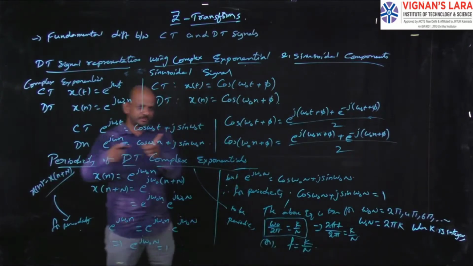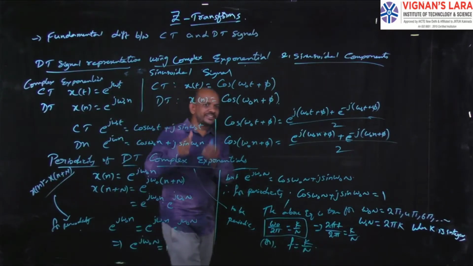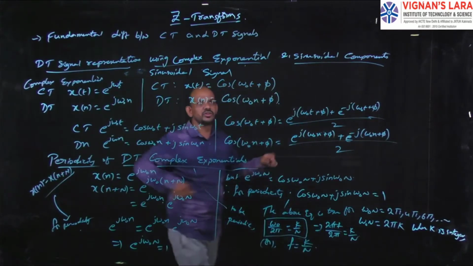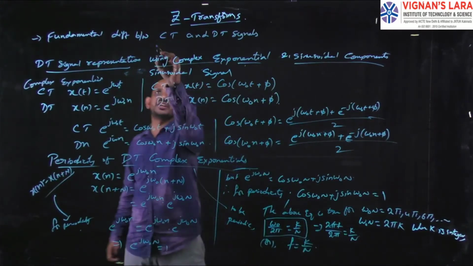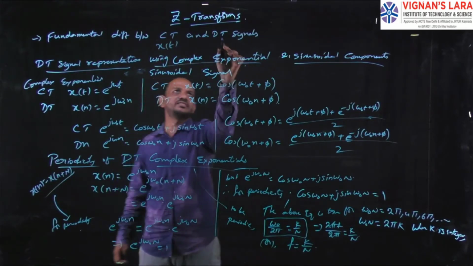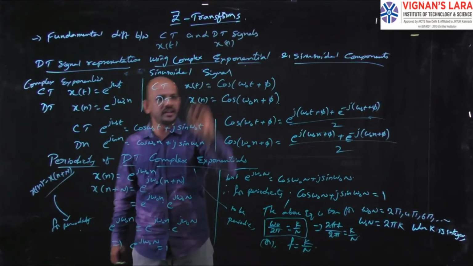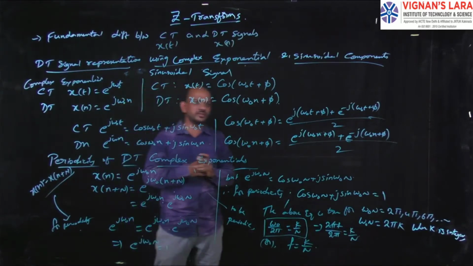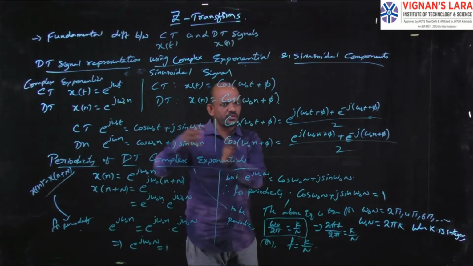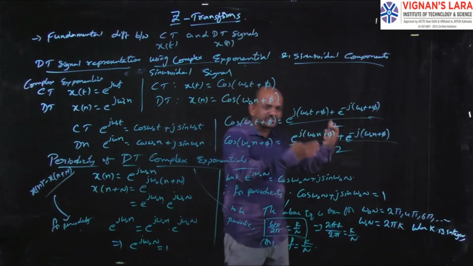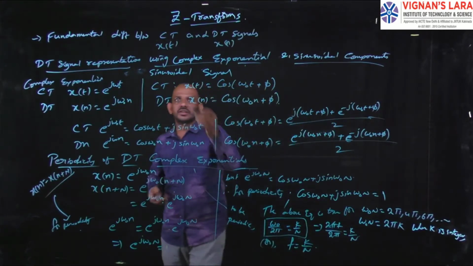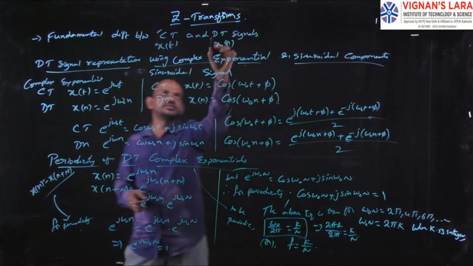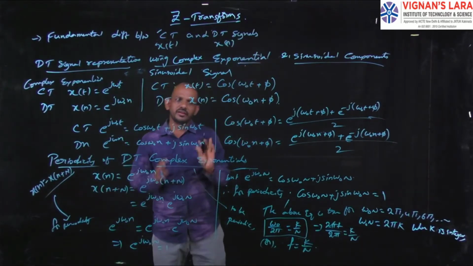Already I explained clearly what a continuous time signal is and what a discrete time signal is. What are the differences? A continuous time signal is generally represented with x of t and a discrete time signal is generally represented with x of n. I am going for the differences, because you know everything about those definitions already.